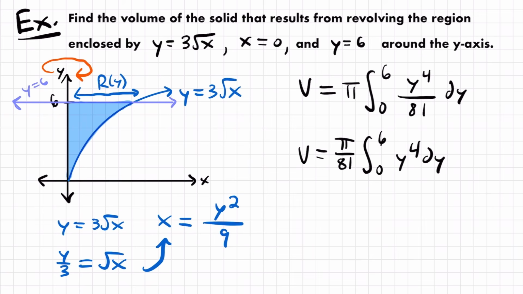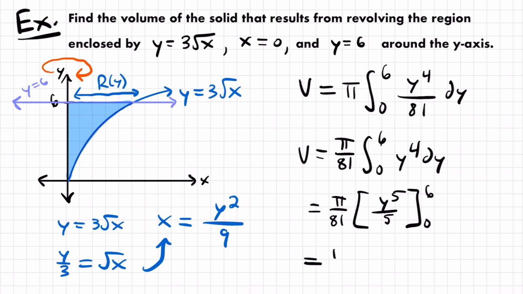And now we just have to solve this definite integral, which shouldn't be too hard for us to do if we use the power rule of integration. And so this will be equal to pi divided by 81 times y to the 5th power divided by 5 evaluated from 0 to 6. Right? If we use the power rule of integration, we add 1 to the exponent to get y to the 5th power, and then we divide by that new exponent of 5. Okay? And so now we will plug 6 into this expression and subtract 0 plugged into this expression.